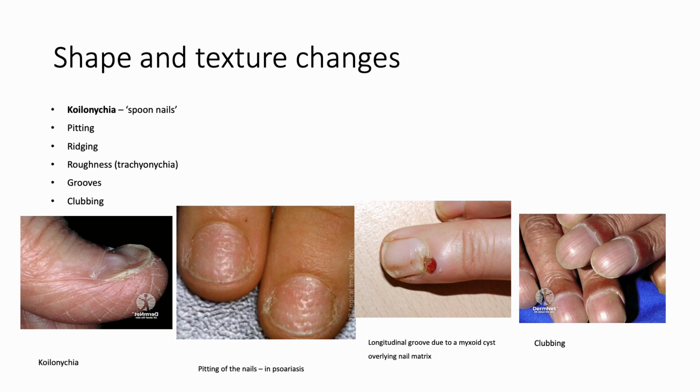Now we will discuss shape and texture changes. Looking at the shape of the nail from the front and the sides is key to examination to identify any subtle changes suggestive of disease.